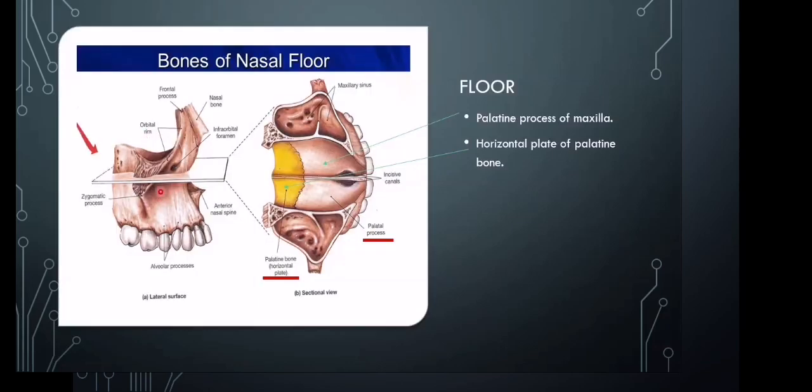As you can see in this cross section, the superior view of the hard palate, we can see the anterior 2/3 is made by the palatine process of the maxilla. And here in the yellow, we can see the horizontal plate of the palatine bone, making the posterior 1/3 of the hard palate. And the whole hard palate makes the floor of the nasal cavity.